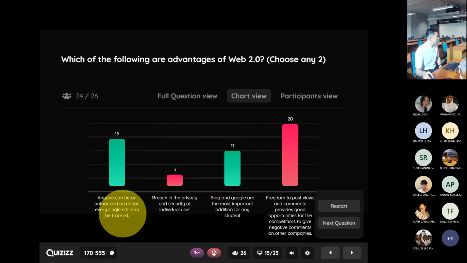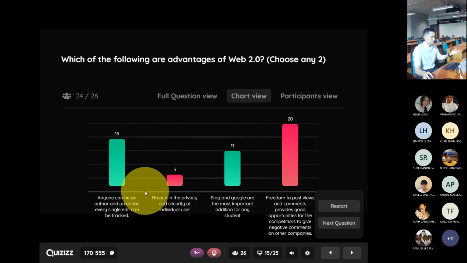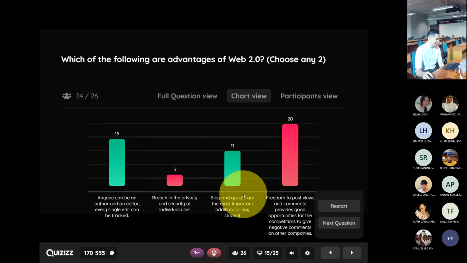Of course, breach in the privacy. Even reading it, you already know that it's a disadvantage overall. Yeah, I also didn't, it was so long. Yeah, you probably selected it when you saw good opportunities, like me.